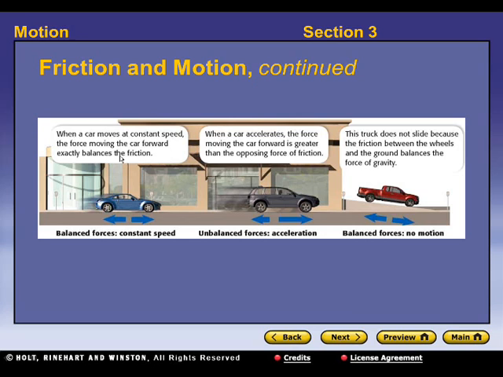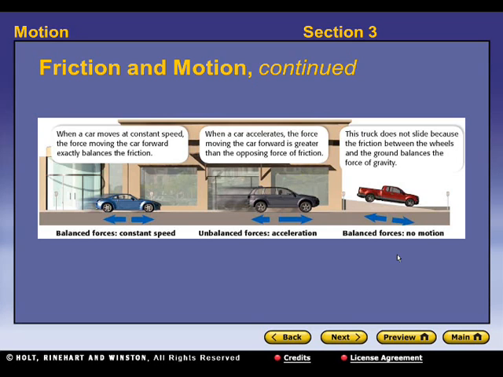So friction and motion here, you've got several instances. When a car moves at constant speed, the force moving the car forward exactly balances friction. So in this case, you have a constant speed and balanced forces. Or when you have balanced forces, you have a constant speed. When a car accelerates, the force of the car moving forward is greater than the opposing force of friction. So in this particular case, you have acceleration. When you have unbalanced forces, you have acceleration, not constant speed.